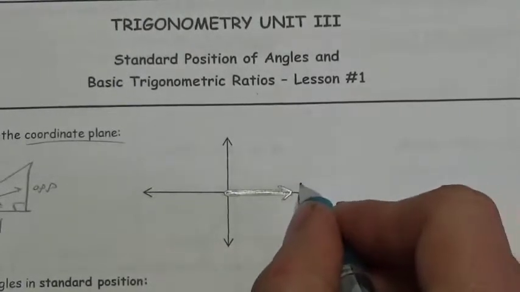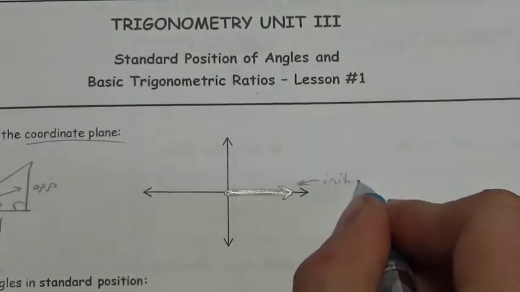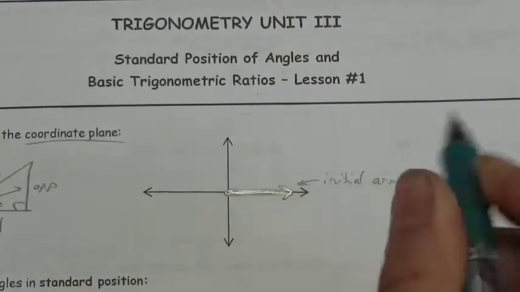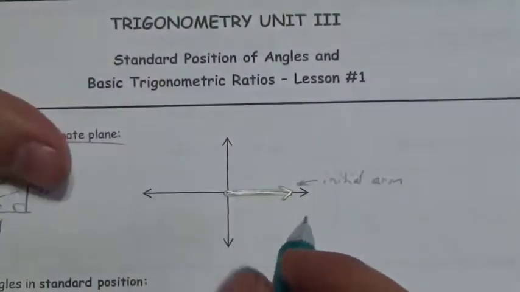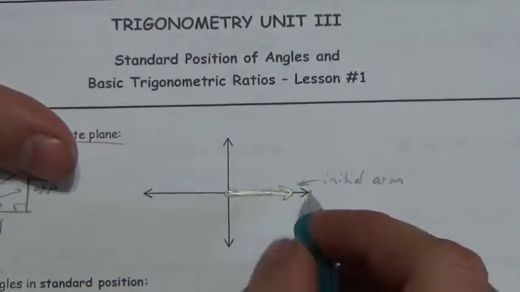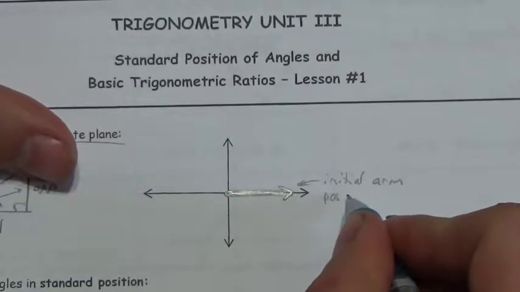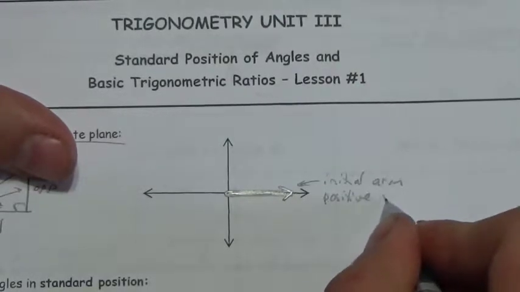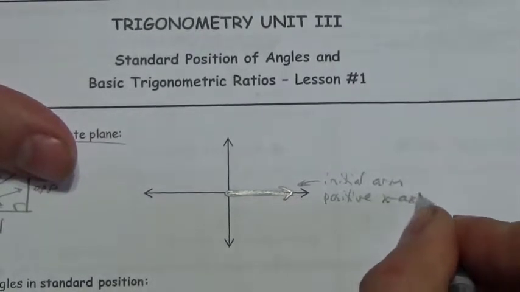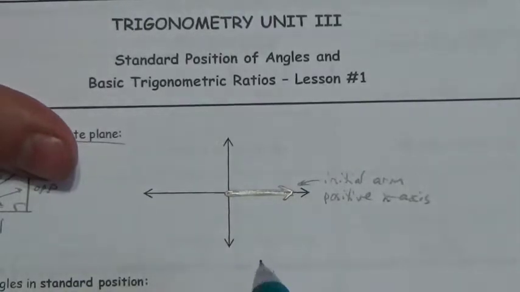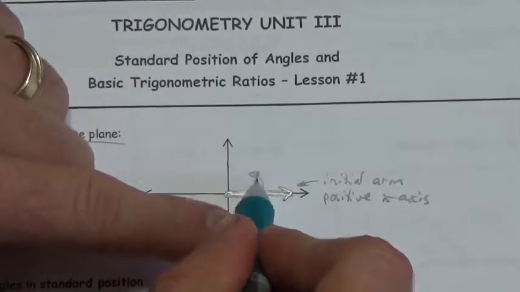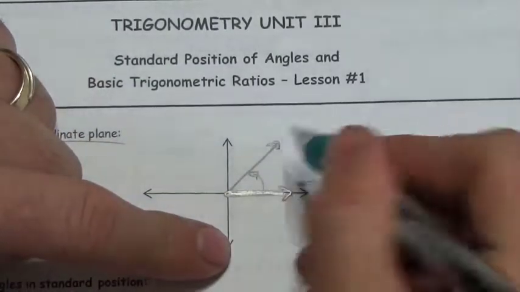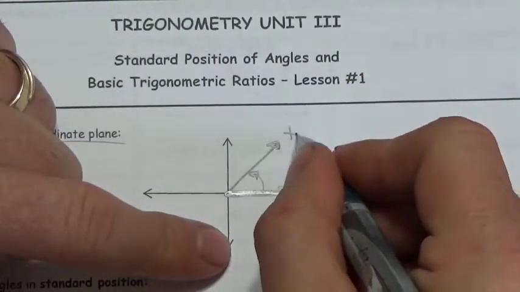We start with our initial arm, because remember, with an angle, you've always got two arms. It opens up here. You've got two arms of the angle. So the initial arm is always going to be on the positive x-axis. We're always going to start on the positive x-axis. Then we're going to take our initial arm and rotate it out like this. And this is going to be our terminal arm.